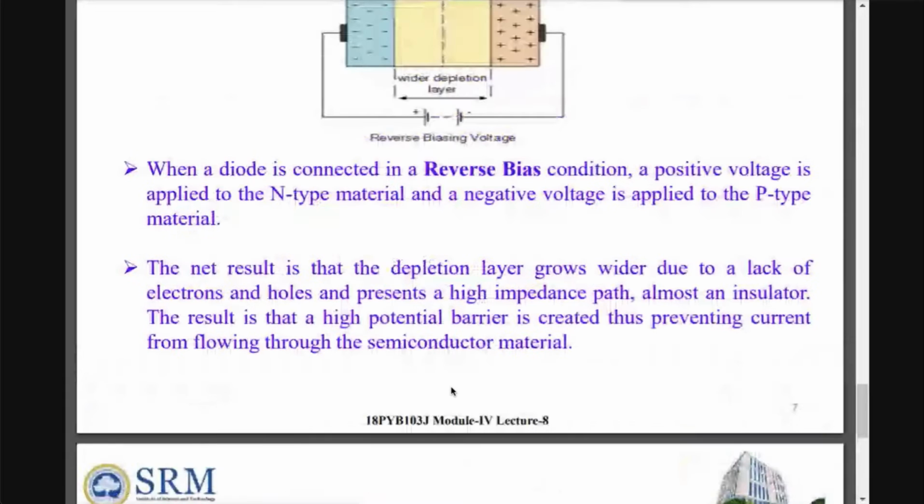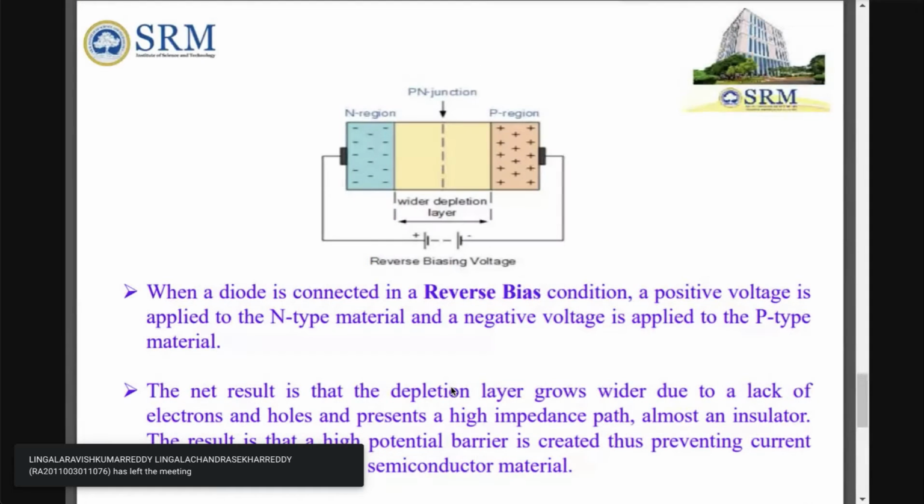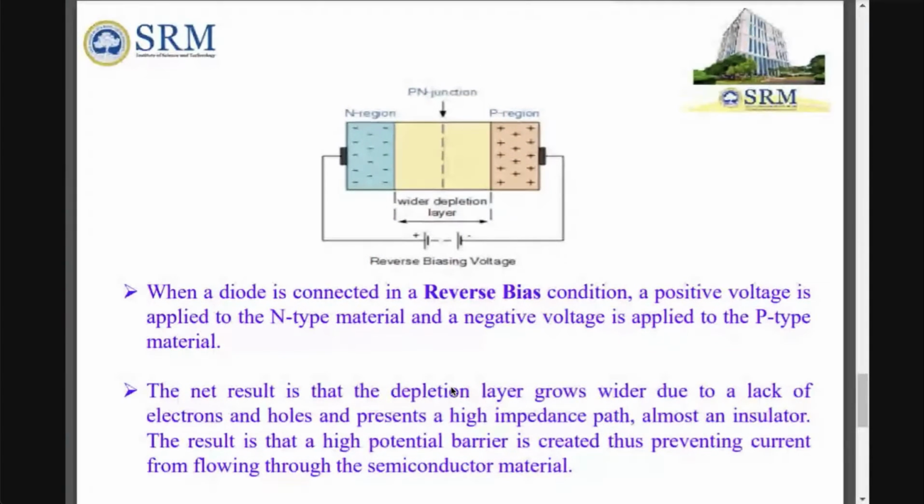See the region. What is the width of the region here? In reverse bias, N is connected to positive and P is connected to negative. The width of the region goes on increasing. This makes the depletion region grow wider due to the lack of electrons and holes, with very high impedance, almost like an insulator.